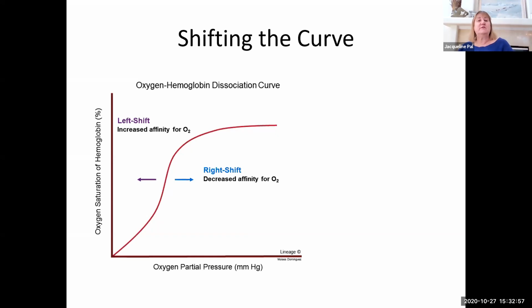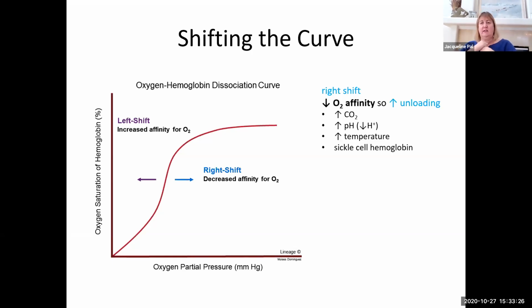So now let's talk about shifting this curve, because shifting this curve tells us whether or not we have an increased or a decreased affinity. When we're talking about shifts, we either talk about a right shift or a left shift. In a right shift, there is a decreased affinity for oxygen. In other words, the hemoglobin is not going to hold on to the oxygen nearly as tightly. So in a right shift, it's giving off more oxygen than expected.